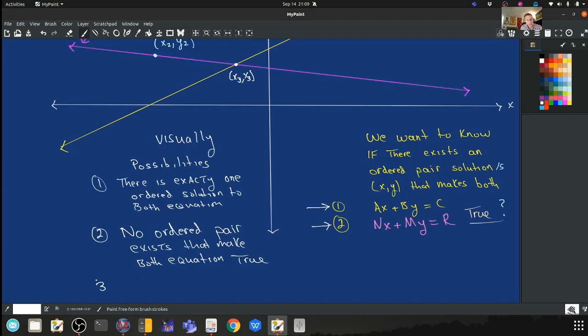And then the third, so here is exactly one, none, and what is our only other possibility? More than one, but in this case I'm going to expand it, and infinite is clearly an infinite number of ordered pairs.